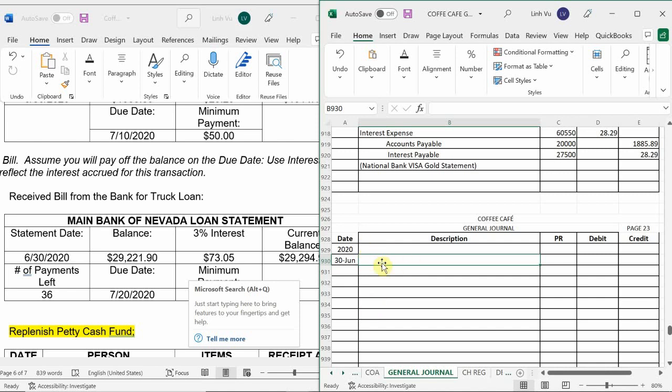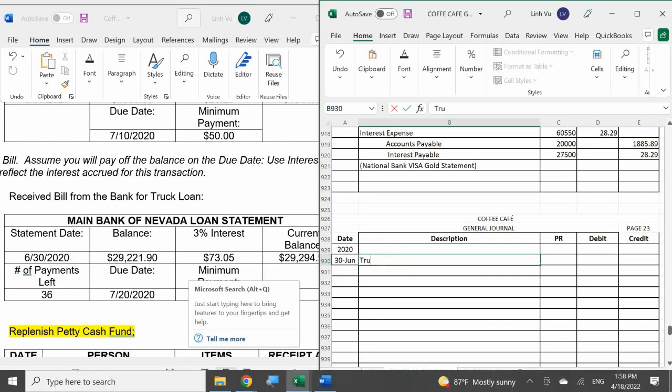So yes, you'll have a truck loan. And yes, you'll have interest expense. Yes, you'll have an accounts payable because you're going to choose to pay for it later. And yes, interest is separate. So you are going to choose to pay the interest separately.